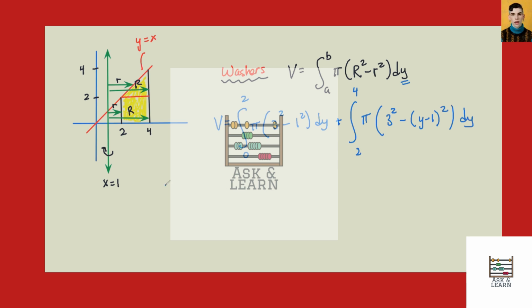It's not too bad because if we clean it up, we just get 9 minus 1. So this is just 8 pi. Let's clean that up. So this is just the integral of 8 pi dy. And the other integral from 2 to 4 is of pi, and then it looks like we have, this was a little harder to work on, 9 minus y minus 1 squared dy. Okay, so let's just keep going on this one.